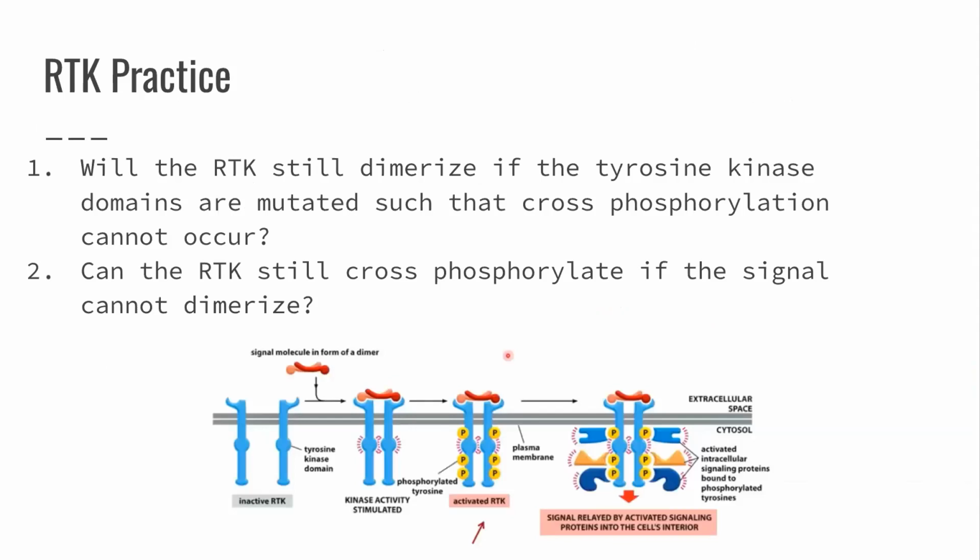Okay, so just some practice with RTKs. One, will the RTK still dimerize if the tyrosine kinase domains are mutated such that the cross-phosphorylation cannot occur? Yes, because the RTKs dimerize before cross-phosphorylation. And two, can the RTK still phosphorylate if the signal cannot dimerize? No, it can't, because if the signal can't dimerize, then the RTKs aren't activated, and then their kinase activity is not activated, so they can't cross-phosphorylate.